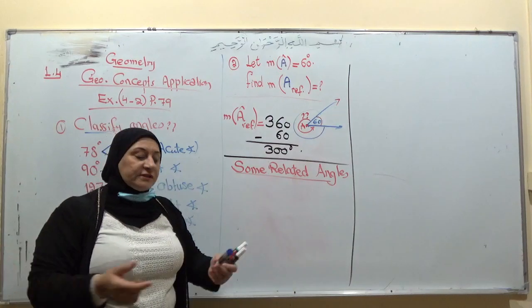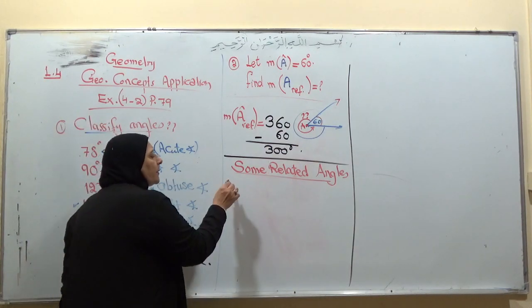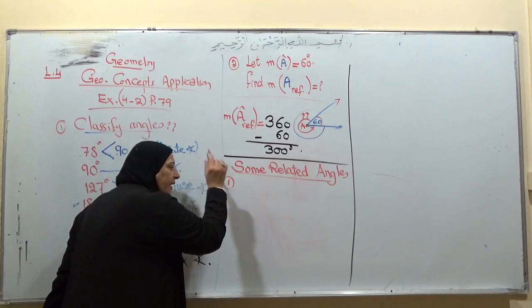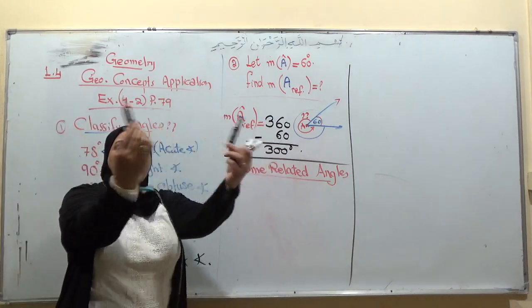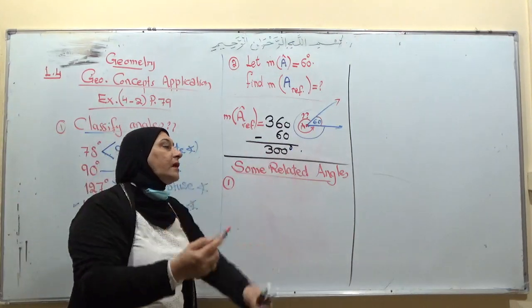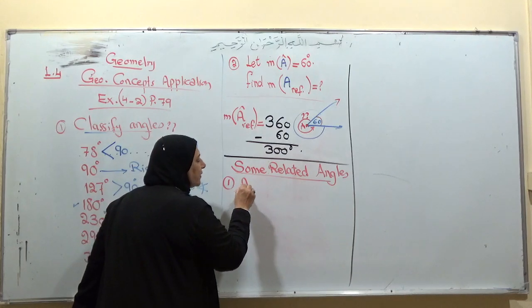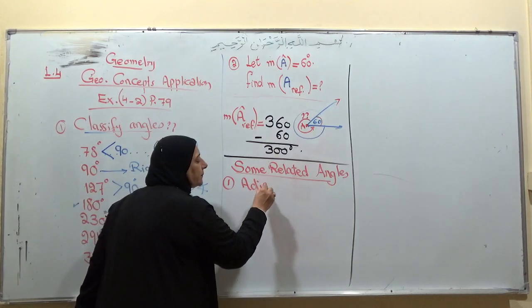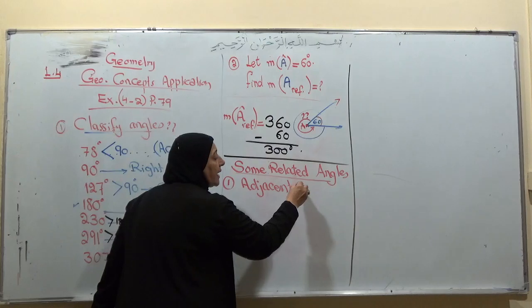What are the relations between angles? Like neighbors. أول حاجة يا ولادي من relation between two angles together، جيران زي الجيران. It's the adjacent angles.